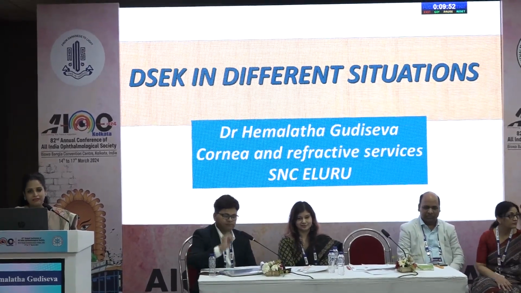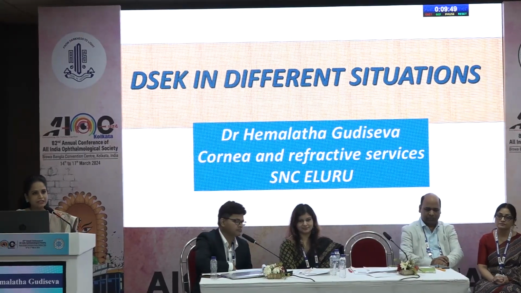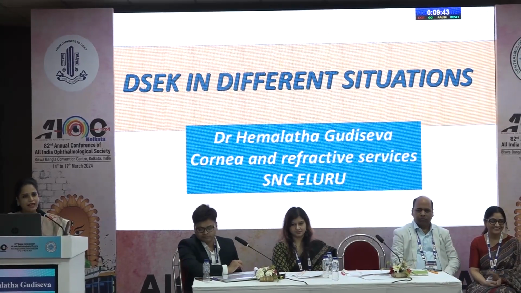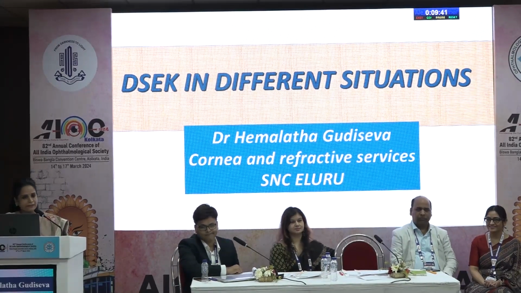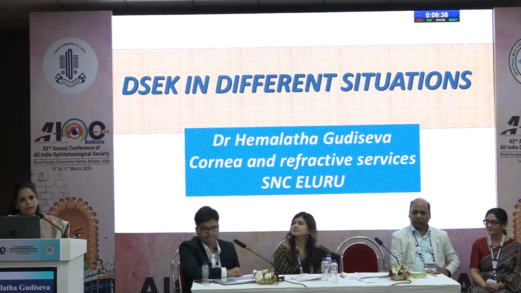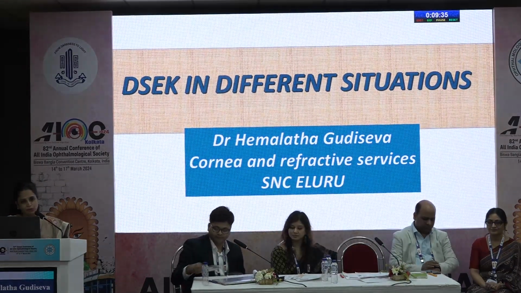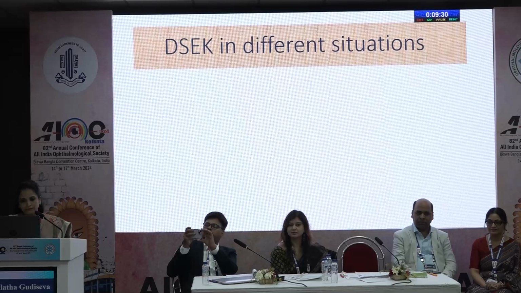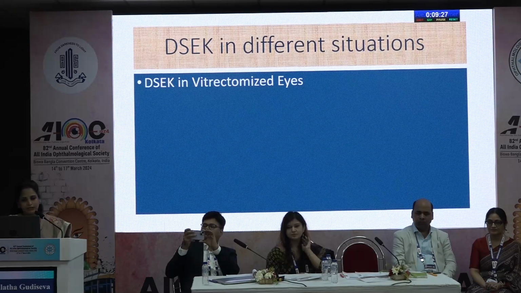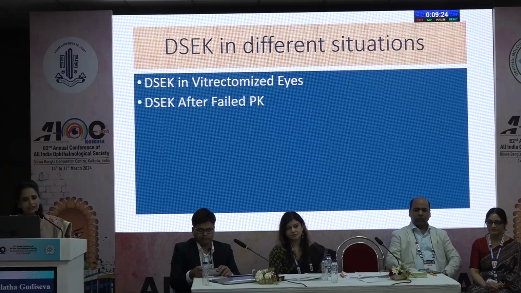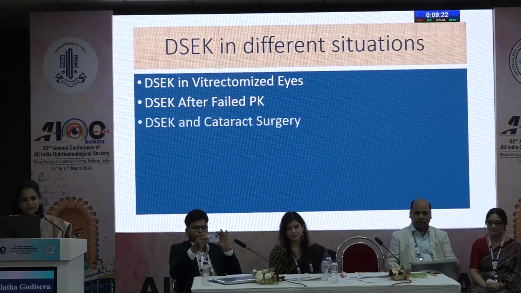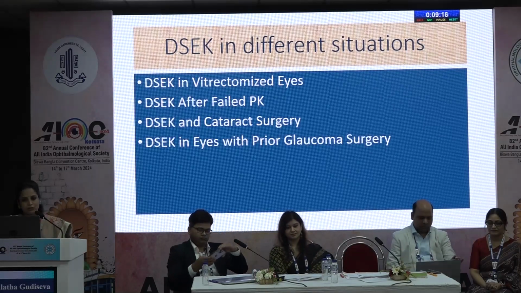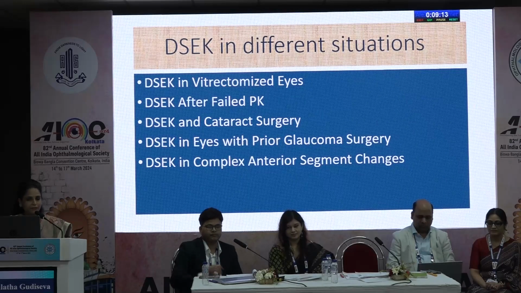So normally around 60 to 70% of patients we see are normal corneal decompensation with a well-centered IOL and or a normal phakic lens. But we do come across some situations where we have to alter our technique, like I'll be discussing now. So we come across patients where we have to do DSEC in vitrectomized eyes, or after a failed penetrating keratoplasty, or when we have to combine it with cataract surgery, or in patients with a prior glaucoma surgery, or in patients with complex anterior segment changes.